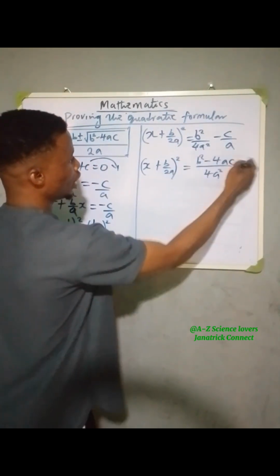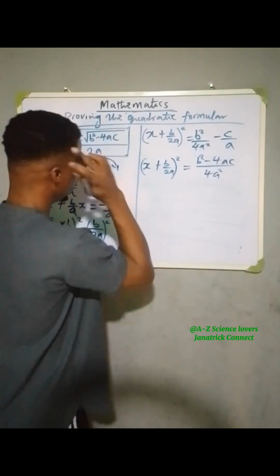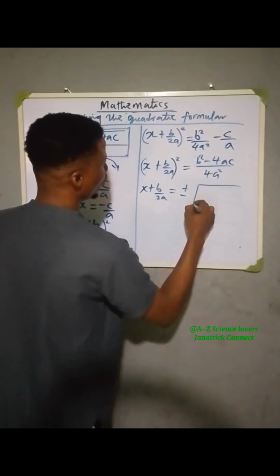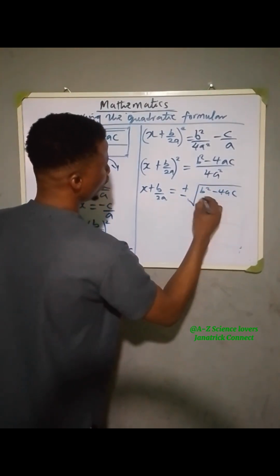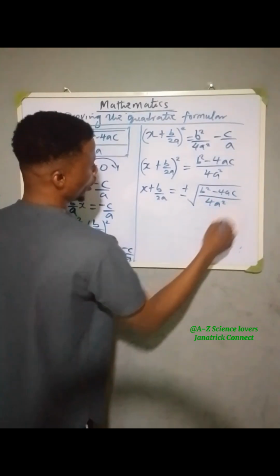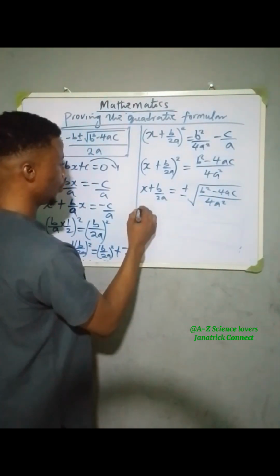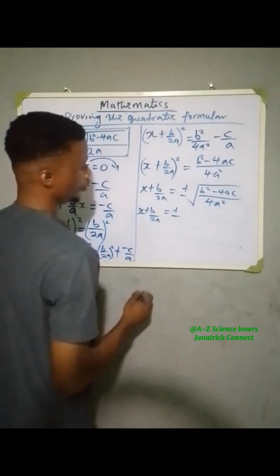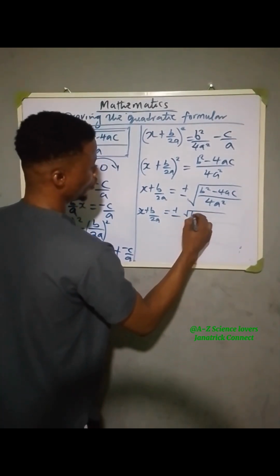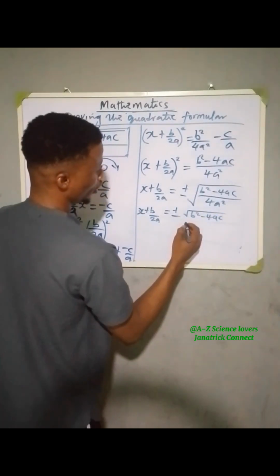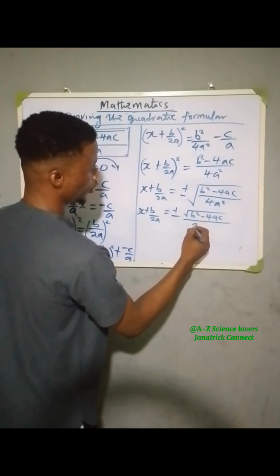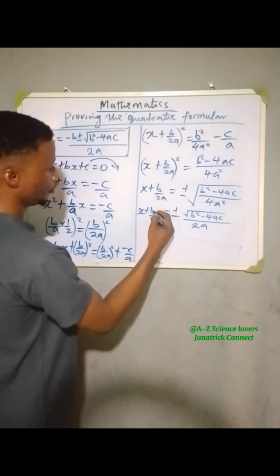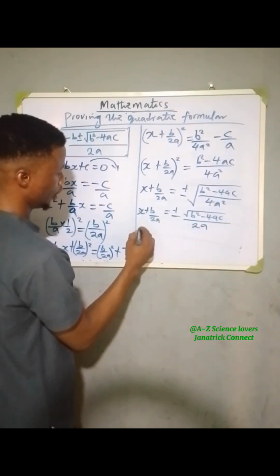So when we remove the square here, we take the square root of this side. So that means we have x plus b over 2a equals to plus or minus square root of b squared minus 4ac all over 4a squared. So if we take the square root of this term, you have x plus b over 2a equals to plus or minus square root of b squared minus 4ac all over, square root of 4 is 2, square root of a squared is a.